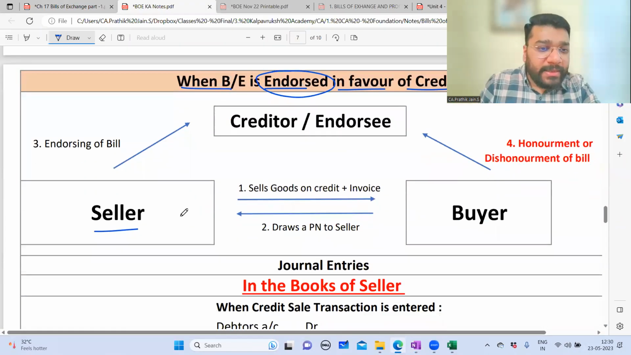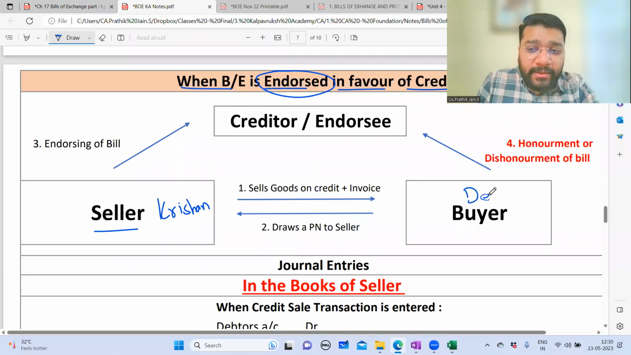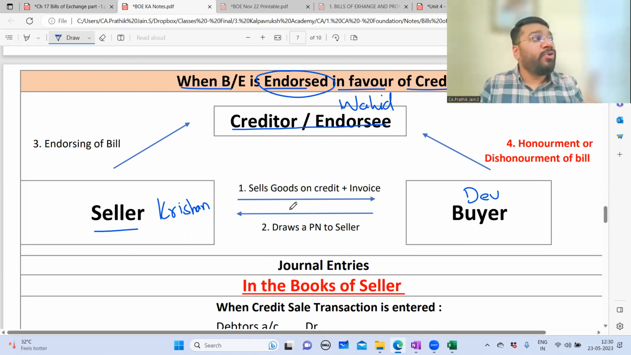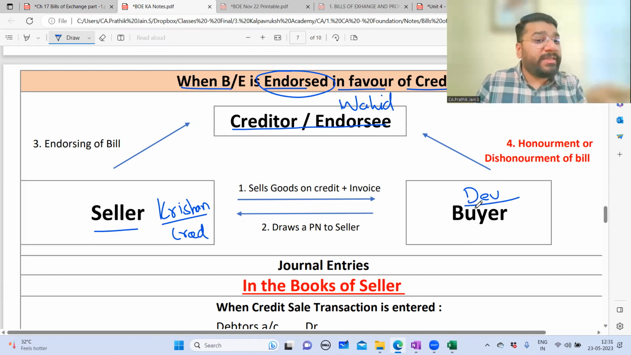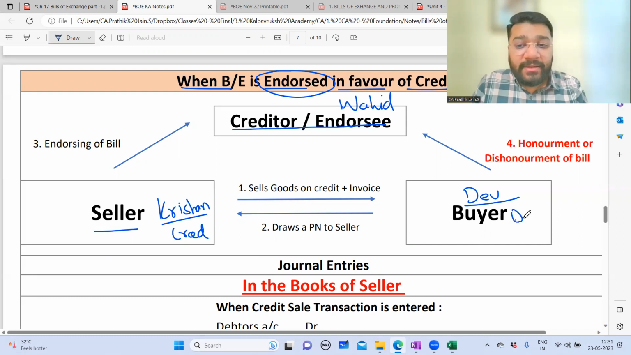Now in our example, here seller is Krishan. Buyer is Dev. Endorsee is basically Wahid. Now guys, between Krishan and Dev, who is debtor and who is creditor? For Dev, Krishan is creditor. And for Krishan, Dev is debtor.